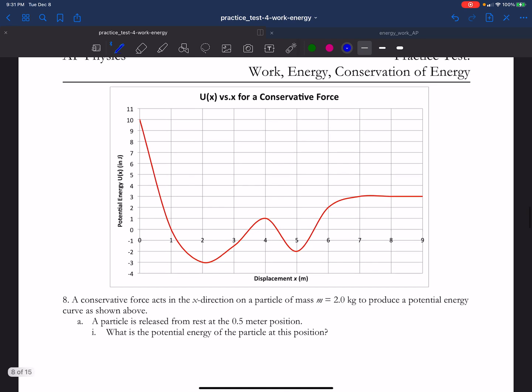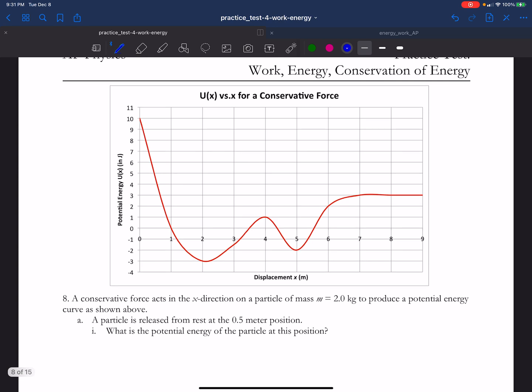So here we're doing number 8. This is the conservative force. A couple things I want to point out here: a conservative force is a force where the energy is conserved, meaning that the potential energy that's transformed into kinetic energy does so with no energy loss. So there's no friction or anything like that. If, for example, you lose 10 joules of potential energy, then the kinetic energy gained 10 joules. Friction is a non-conservative force because it takes energy away from a system.